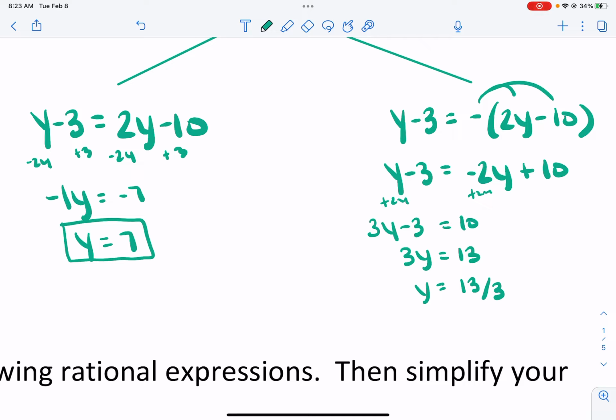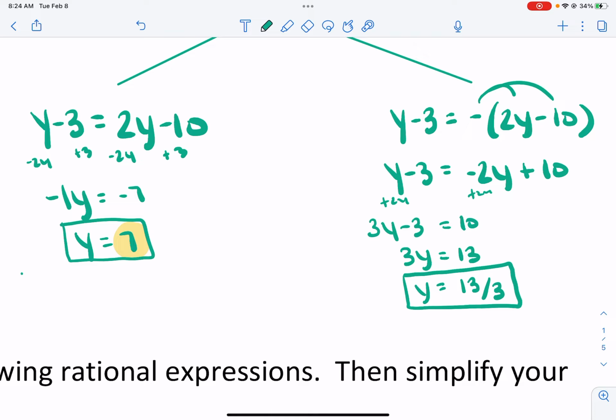Sorry about the phone. It does tell us to check for extraneous solutions, so I'm going to test here. So we have 7, so I'm going to take the 7 and plug it back in for the y's to see if it's true. Sorry, I'm going to plug it back into our original equation.